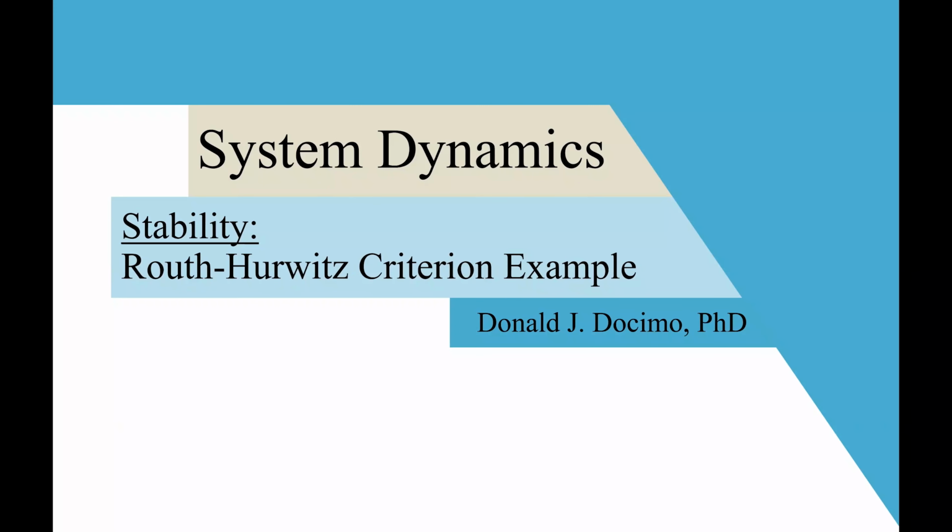All right, this video is going to cover an example that uses the Routh-Hurwitz criterion to determine stability for a closed-loop system. So let's take our example here. We're going to determine the stability of this closed-loop transfer function using the Routh-Hurwitz criterion.